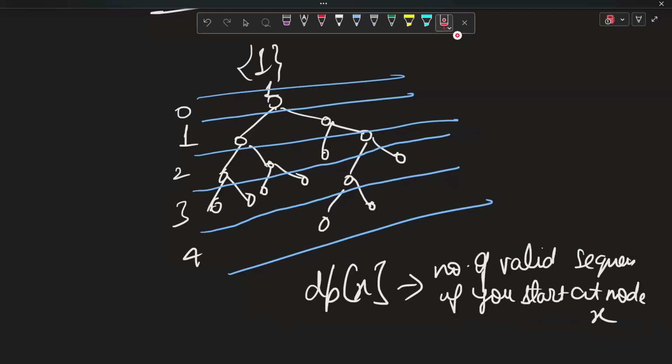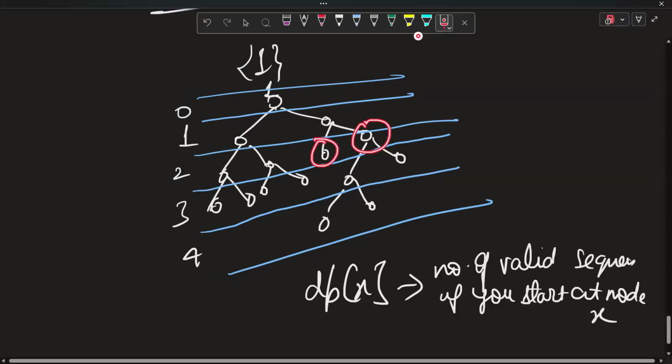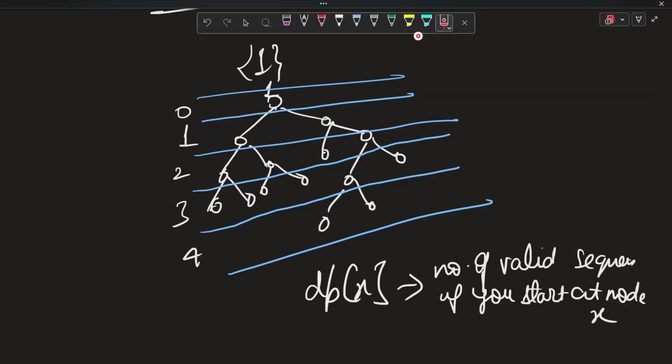So how would that be computed? Let's say you are at this node. One valid sequence is just to start here and stop here only. So that one valid sequence is always there. Along with that, what are the other valid sequences? From here, you can go to this node or this node. So you will say DP of this plus DP of this, all those sequences starting with these. If you add this node before each of those sequences, it becomes a sequence starting with this node.